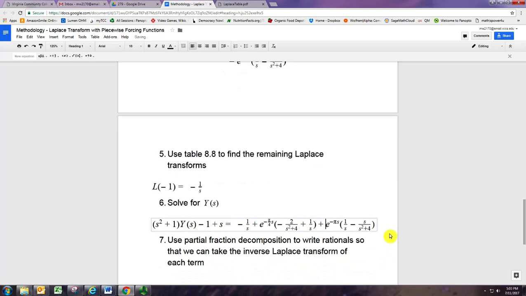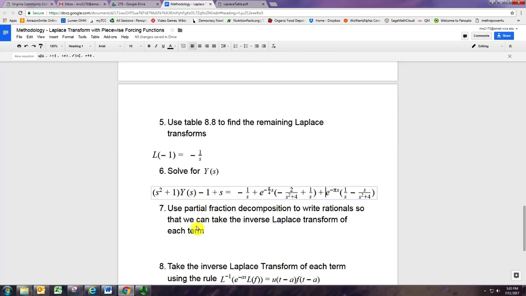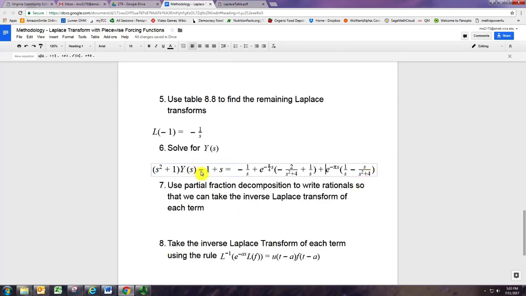So that is the finished differential equation, once everything's been Laplace transformed and everything's in terms of s and big Y of s. And you could solve this for big Y of s. You would just subtract the 1 and the s to the other side, and then you can divide by the s squared plus 1.